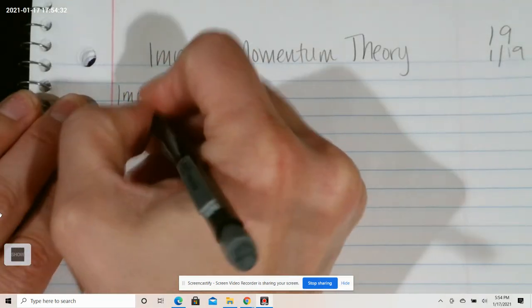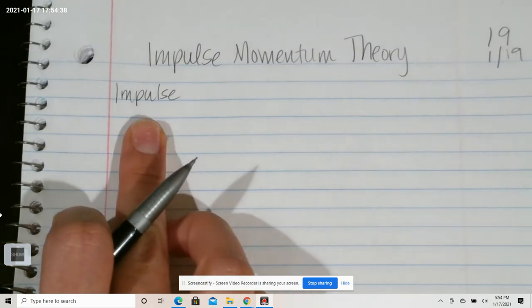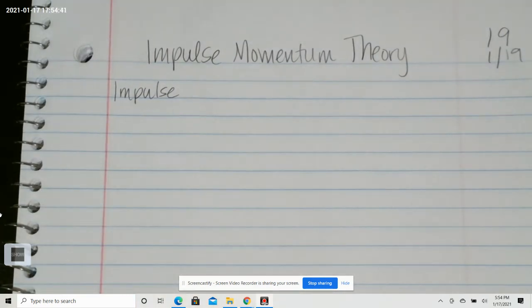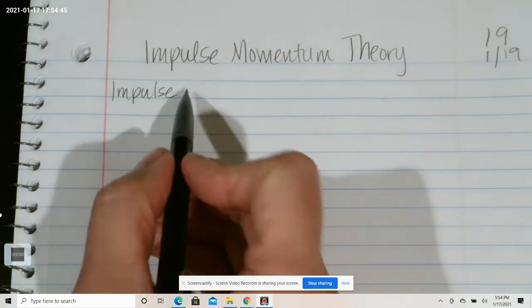Okay, so first let's get a definition of impulse. And I'm sorry because I'm working in my room and I have can lights above me, so I have this terrible shadow. I'll always try to make sure that after I write it, I give you a good glimpse of what it is and keep my shadow out of the way.